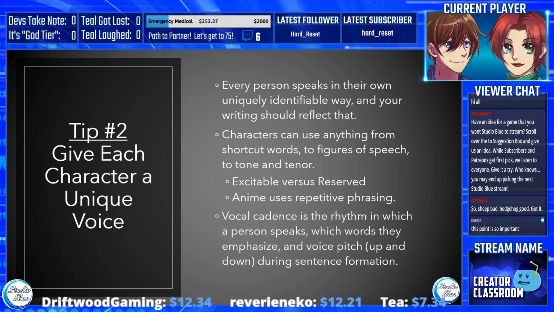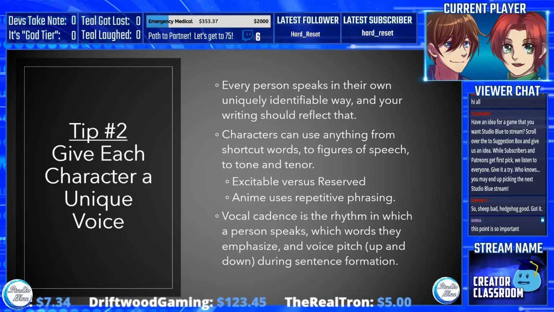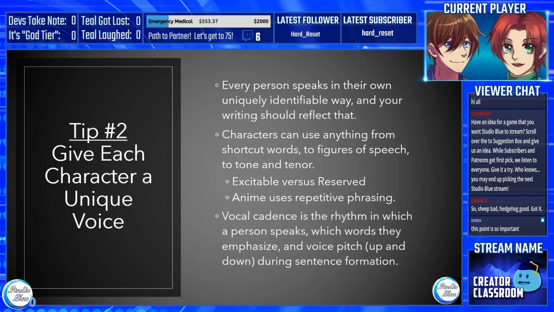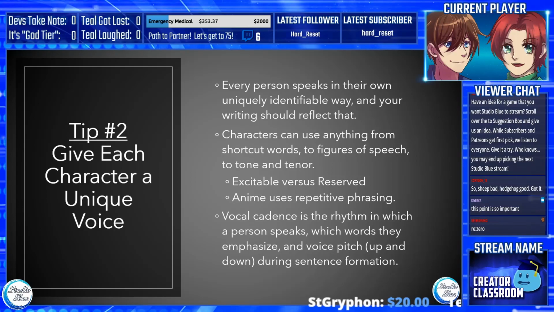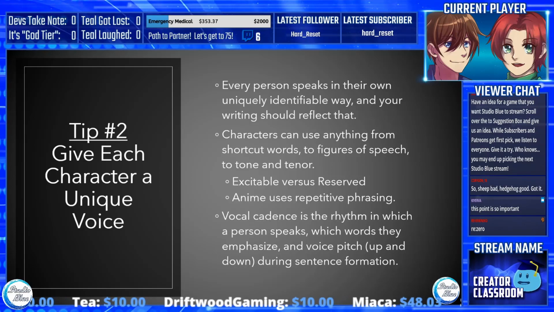Anime will use repetitive phrasing. For example, in the old Fushigi Yugi anime, the character Chichiro used to say "no da" at the end of every sentence. An anime that Teal and I are watching right now, called Re:Zero, is about the guy who keeps coming back to life. He has the respawn ability, I am terrible with names. But there's a little librarian character who says "I suppose" at the end of almost everything. Those are Re:Zero. Thank you, Reverie. These are actual vocal tics, vocal figures of speech that give credence to the character and make the character talk uniquely.